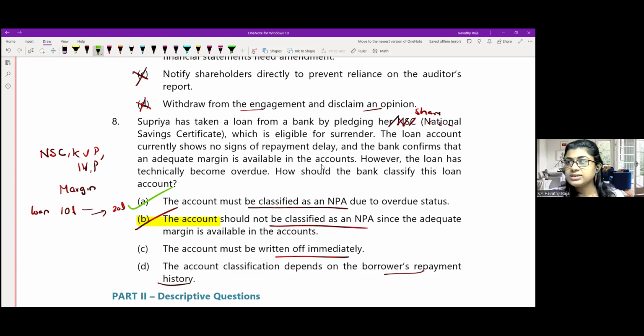And with that, we have wound up the MCQ. Can you reply? All the MCQs are okay? Hello?